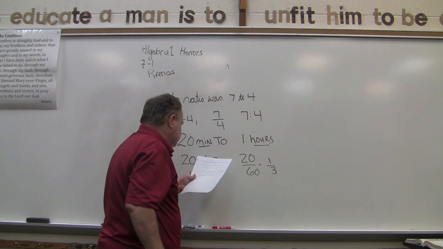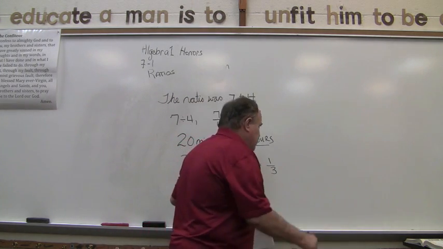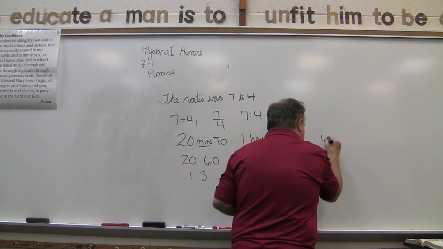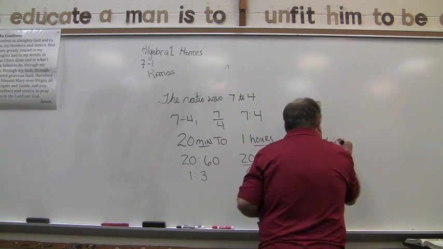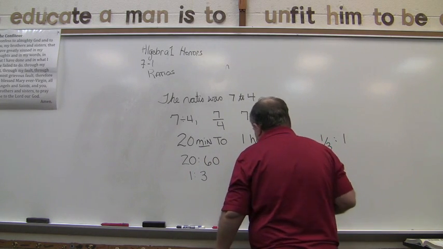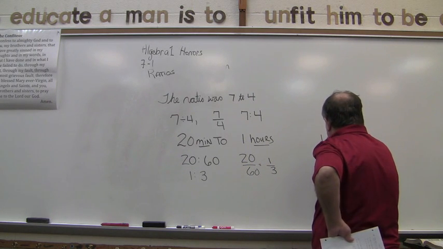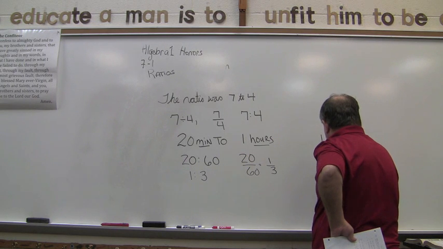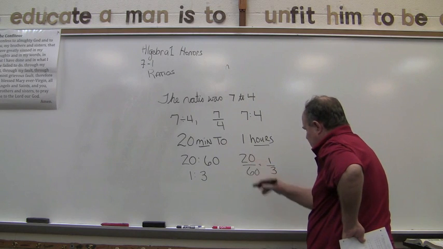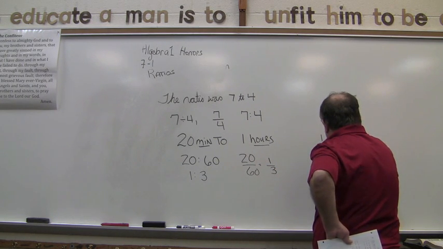Well, 20 minutes would be 1/3 of an hour, so the ratio is 1/3 to 1. If you wanted to clear this fraction, you multiply both sides by 3, and you would get 1 to 3, which is exactly the same ratio as you had with minutes. This is 1/3 of an hour to 1 hour.